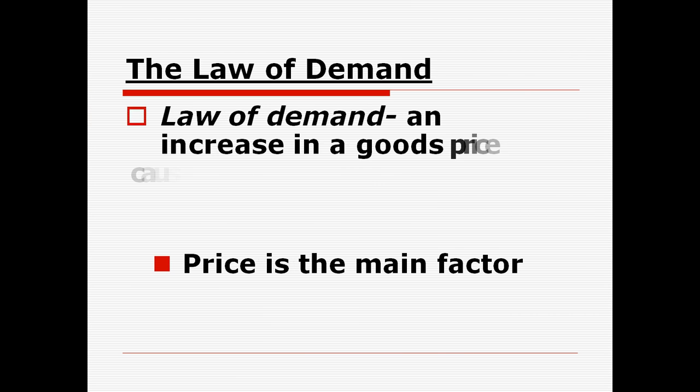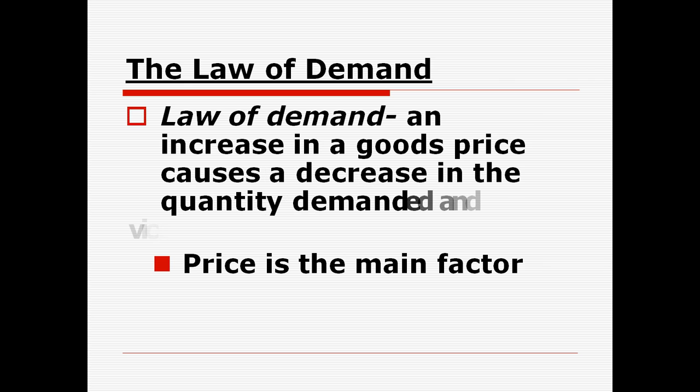All right, so let's talk a little bit about the law of demand. The law of demand says that an increase in a good's price causes a decrease in quantity demanded and vice versa. So also a decrease in a good's price will cause an increase in quantity demanded. So both of these things make sense. Something's more expensive, people are going to buy less of it. If something's less expensive, people are going to buy more of it. So price is going to be a major factor in that law of demand.